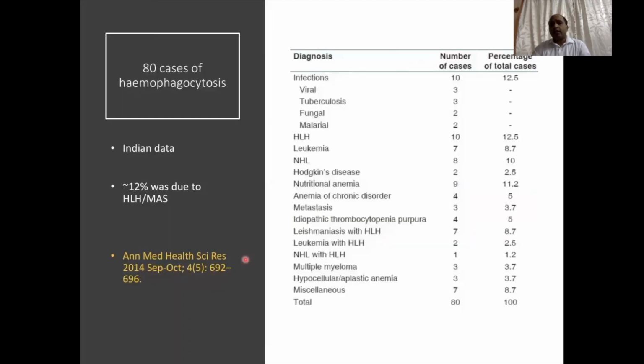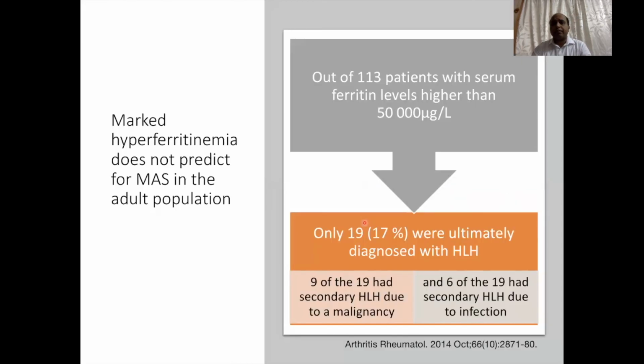And here, what is the data from India? There are 80 cases of hemophagocytosis. What are the precipitating factors? Infection, leukemia, Hodgkin's lymphoma, nutritional anemia, multiple myeloma. These are the underlying causes leading to hemophagocytosis syndrome.